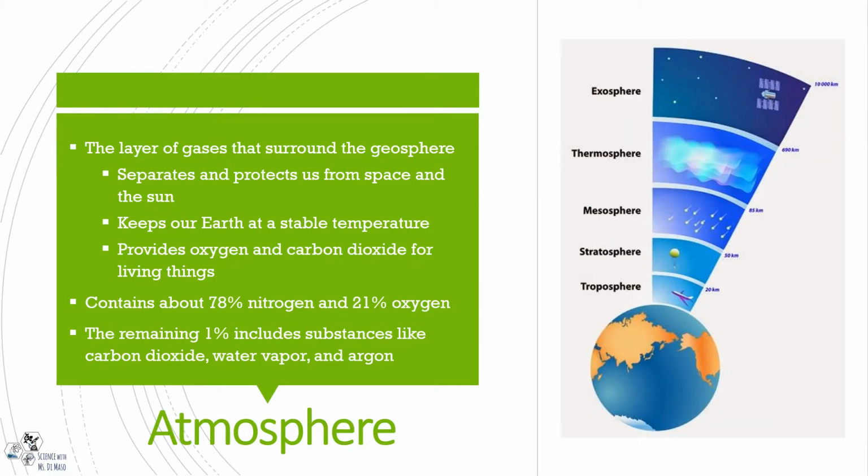The next part is the atmosphere. So this is everything above the crust of the Earth. So the geosphere dealt with the crust and below. Now we're dealing with all of the gases that act as a blanket around the Earth. They separate us from space, and they protect us from harmful things that come from space, like the radiation from the sun. They keep our planet at a stable temperature.